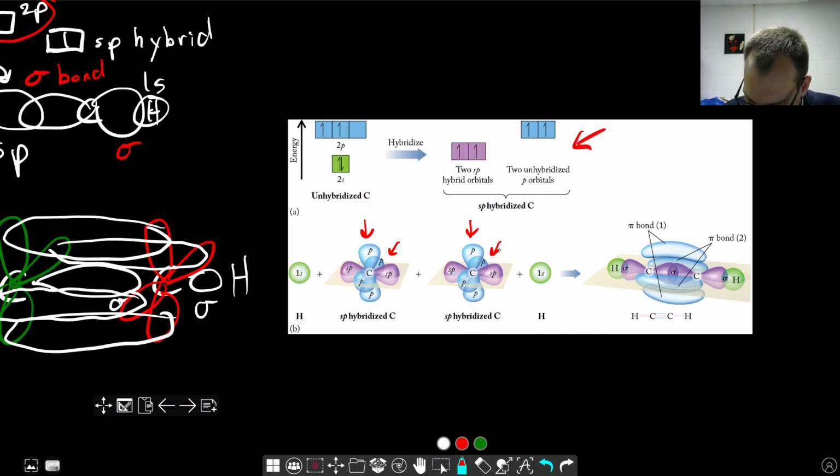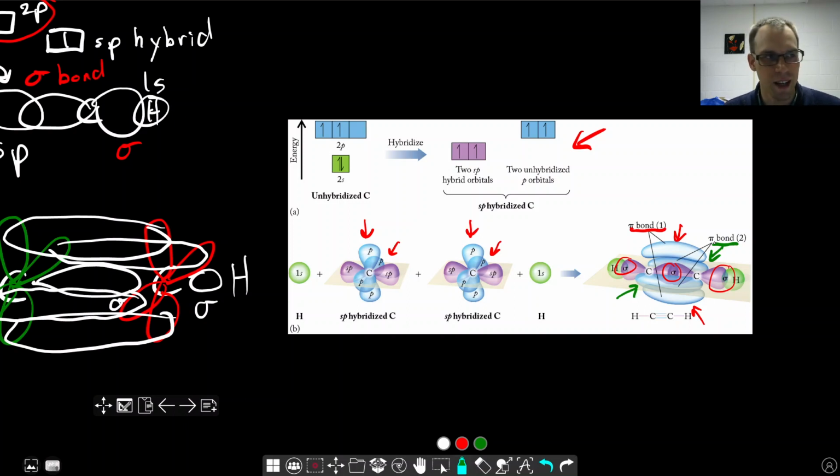And when these combine, we have, as I showed before, our sigma bonds that form here, here, and here. Then we have pi bond number 1 that's above and below the molecule. That's only one bond, right? With pi orbitals, we get two lobes of it, just like we have two lobes of a p orbital. Our second one is in front and behind, and that's pi bond number 2. So we get two pi bonds that form at 90 degrees relative to each other, and this is how we form a triple bond.